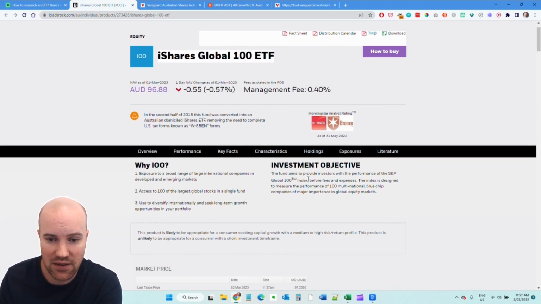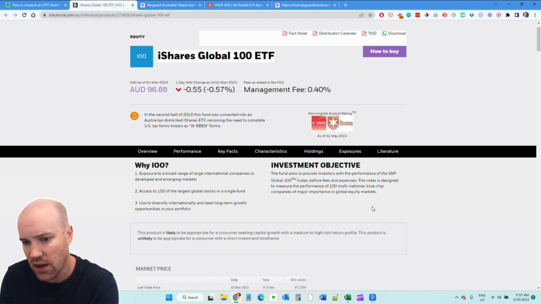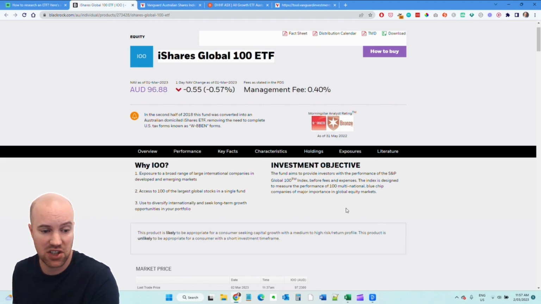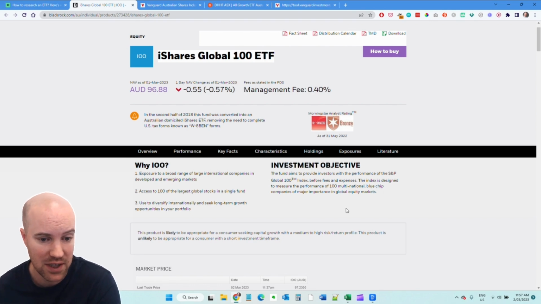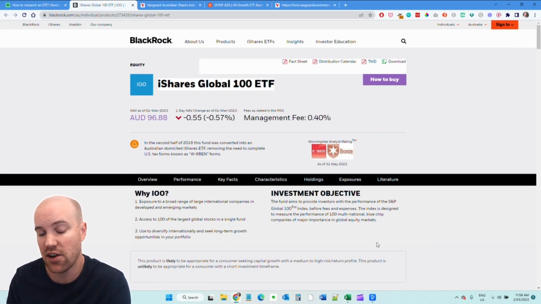So we'll start here. I pretty much look straight away at the investment objective. What does this ETF aim to do? So this ETF looks to follow the S&P Global 100 Index, which measures 100 multinational blue chip or large cap type global equities or companies. Pretty much you can identify there's 100 companies in it that are from across the world. This is actually an ETF that I own and I really like the way it's run.